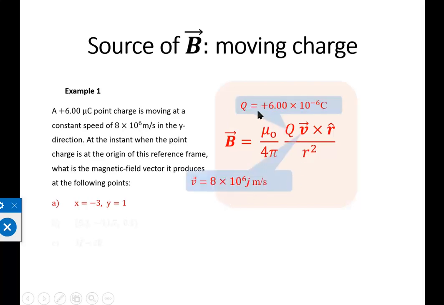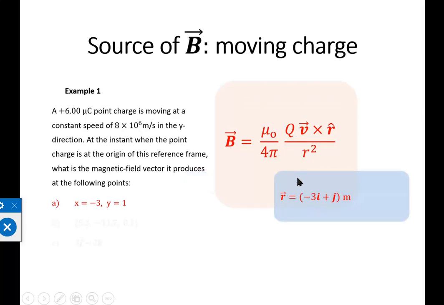Let's go through each one of them. This is the charge itself. This is the velocity. We talk about the vector itself, the displacement vector. That's the vector from the charge to the point where we need to calculate the magnetic field. And it is given as x equals negative 3, which is negative 3i, plus y equals 1, which is j meters.